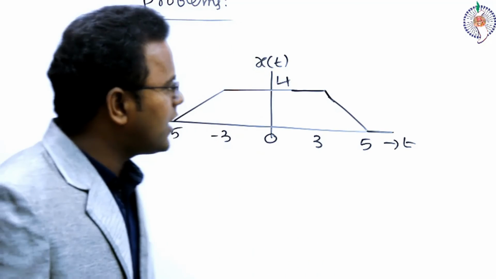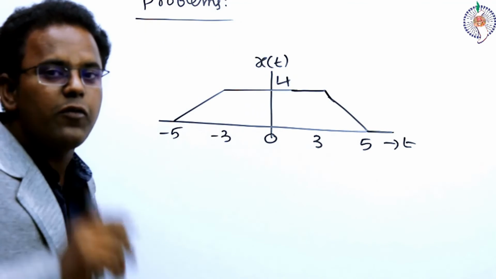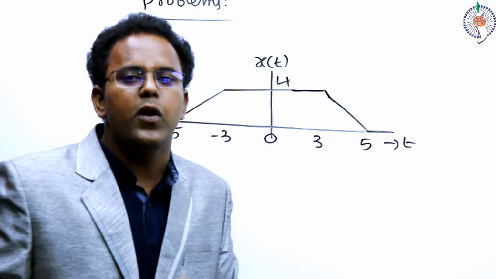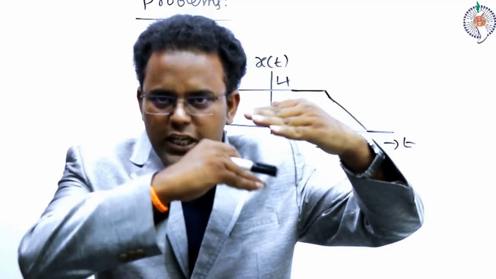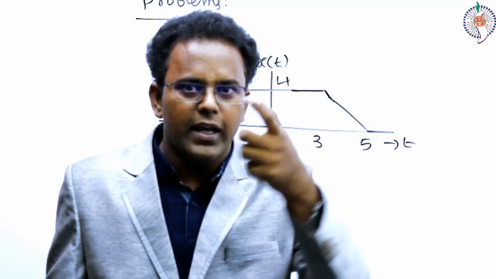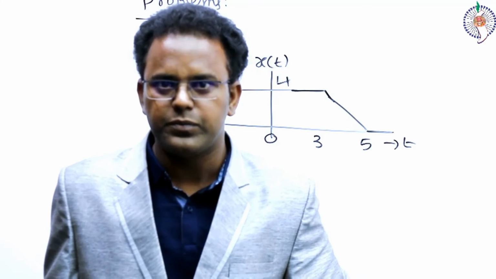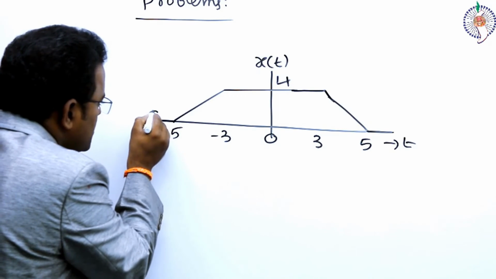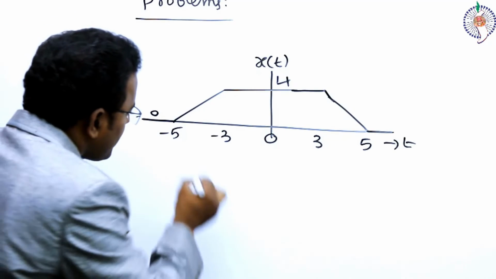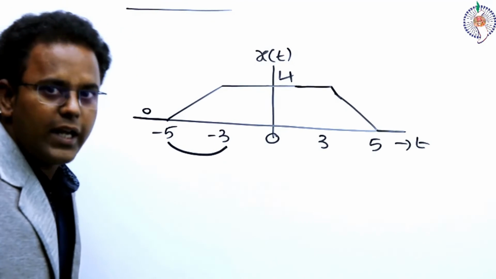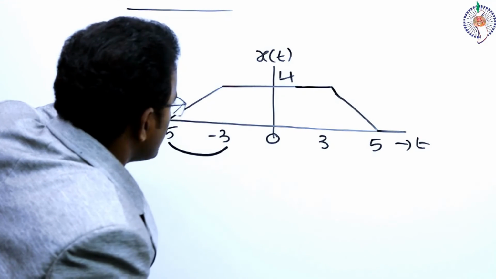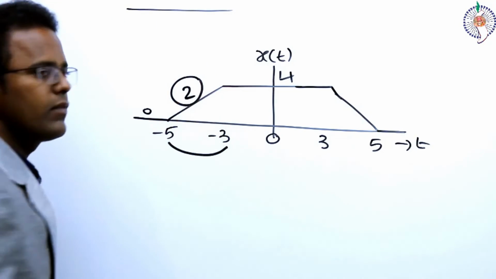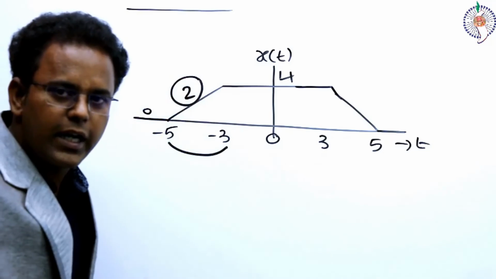So first calculate the slope of the signal at each and every section. Slope, in simple words, is change in y-axis by change in x-axis. Change in y by change in x is nothing but the slope. Suppose, what is the slope of the signal before minus 5? There is no signal, no slope. Now I am calculating from minus 5 to minus 3. Change in y is 4, change in x is 2. 4 by 2 is 2. Increasing is positive, decreasing is negative.